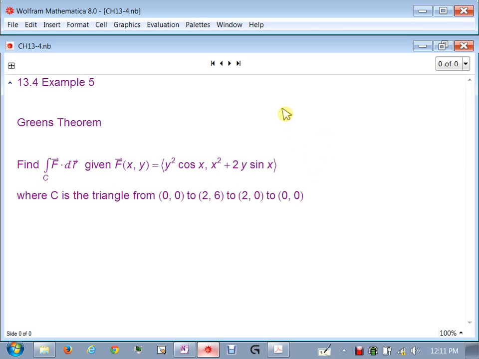All right, so let's try and get our heads around this. We want to find the line integral of the vector field over C. Here's our vector field, and we're going to integrate over this triangle. Okay, so let me draw the triangle.